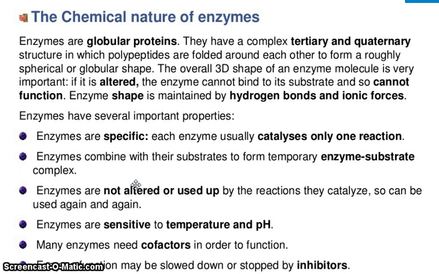Enzymes have several important properties. Enzymes are specific. Each enzyme usually catalyzes only one reaction. Enzymes combine with their substrate to form a temporary enzyme-substrate complex. Enzymes are not altered or used up by the reactions they catalyze, so can be used again and again. Enzymes are sensitive to temperature and pH. Many enzymes need cofactors in order to function. Enzyme functions may be slowed down or stopped by inhibitors.